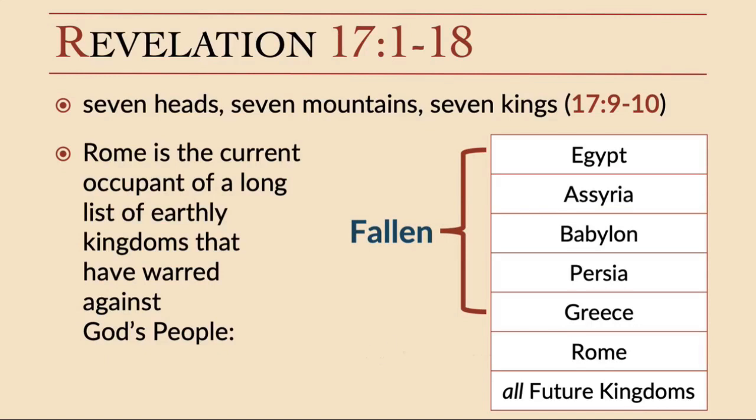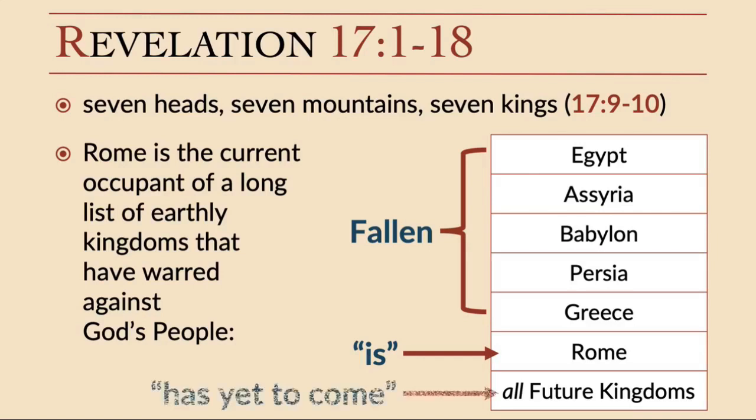Then there is the one that is. That would be Rome. And then we find the 7th one. That would be a reference to all future kingdoms with the phrase has yet to come. Now, if you go to Robert Harkrider's workbook and look at his explanation here, his explanation is different. This is not his explanation. This is how I understand the text. I, Stephen Baxley. Okay? Let me give you another way of viewing this.